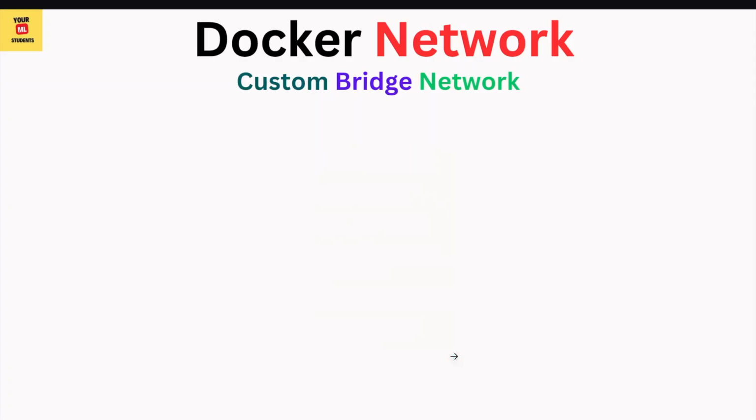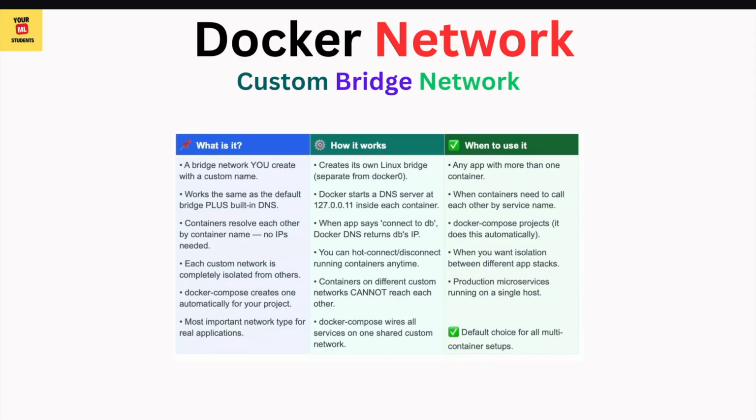Now let's talk about custom bridge network. Again, same way, what is it? A bridge network you can create with a custom name. Again, custom bridge is not that fancy a thing, it is just a bit of customization of bridge network. As I said, when I was executing the docker run command, it was creating the bridge network by itself. Now you can create your own bridge network.